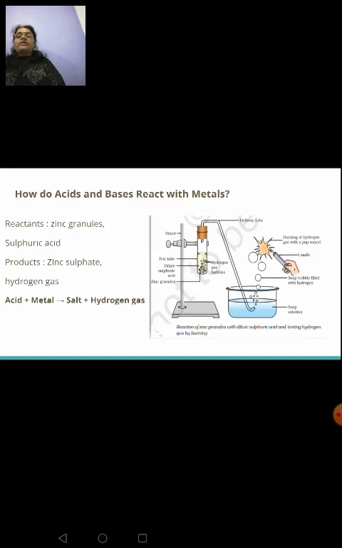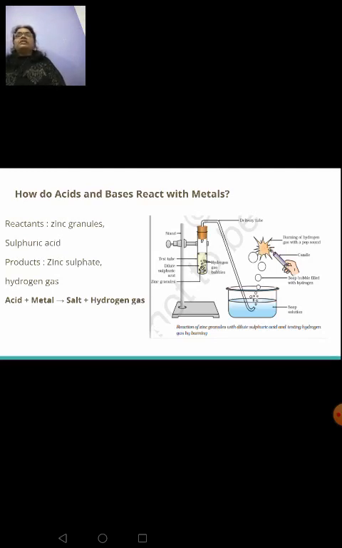With the help of the bent tube, you have to collect the liberated gas, and to test whether it is hydrogen gas, you have to take a burning matchstick or a candle to the mouth of the bent tube. It will burn with a bright light and give you a pop sound. From this you can conclude that when zinc granules and sulfuric acid react with each other, they form the salt, that is zinc sulfate, and liberate hydrogen gas. This is common with the reaction of metals with acids.